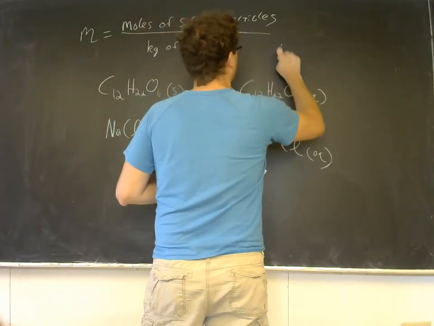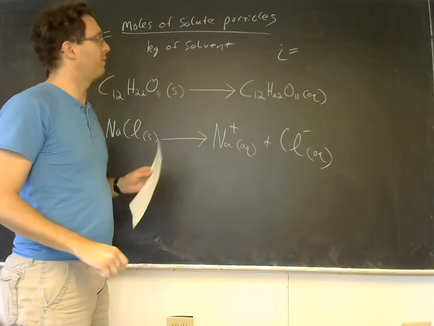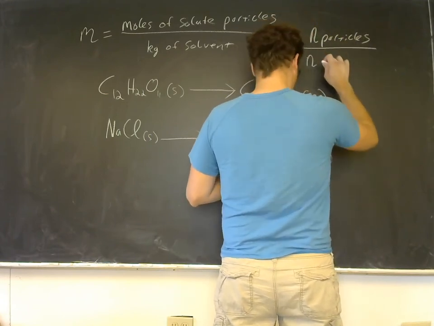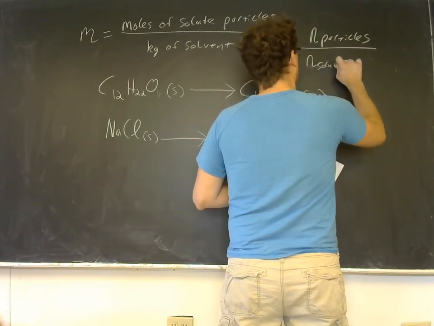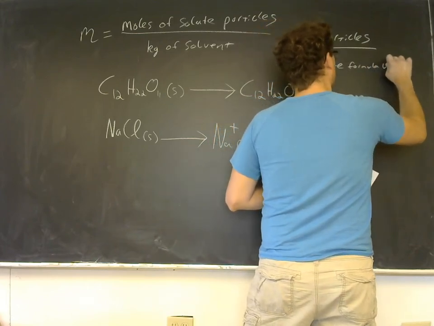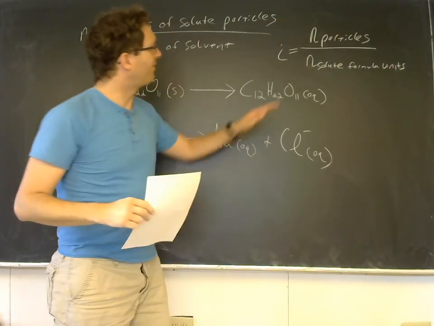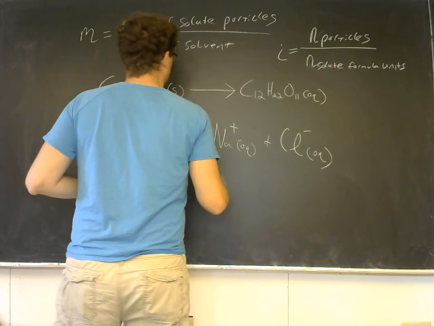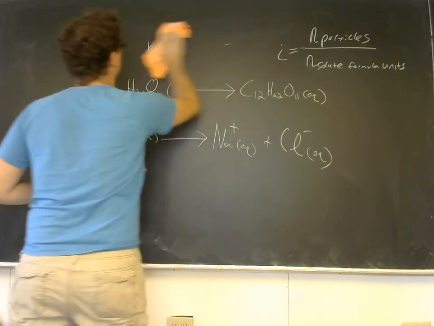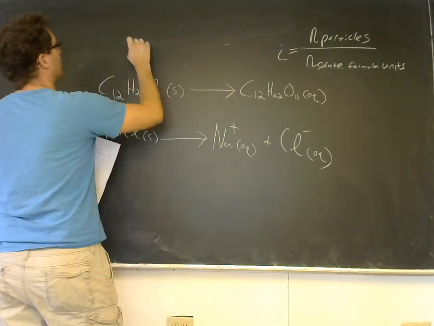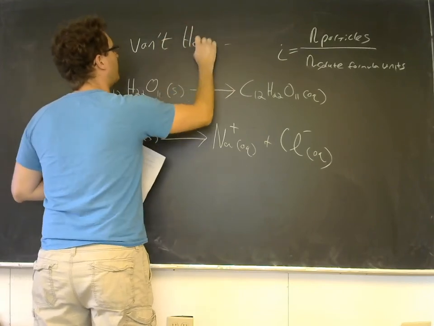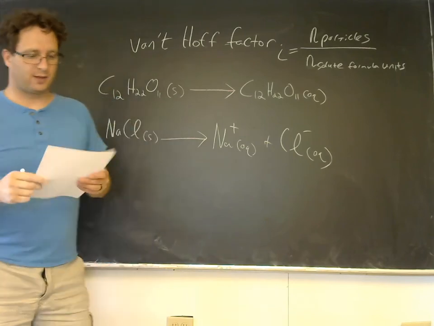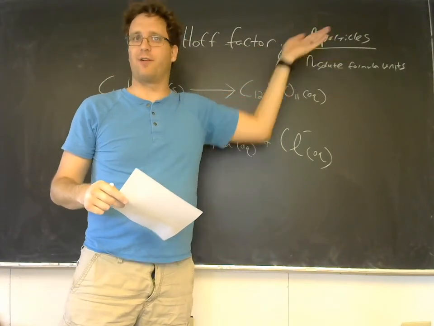So let me first introduce this formula. i is equal to the number of particles over the number of solute formula units. Right, so if I have one formula unit, how many particles is that going to generate? That is what we call i, or in other words, the Van't Hoff factor, with a lowercase v and an apostrophe and all of that. So the Van't Hoff factor i tells you how many particles you get for every mole of your solute.